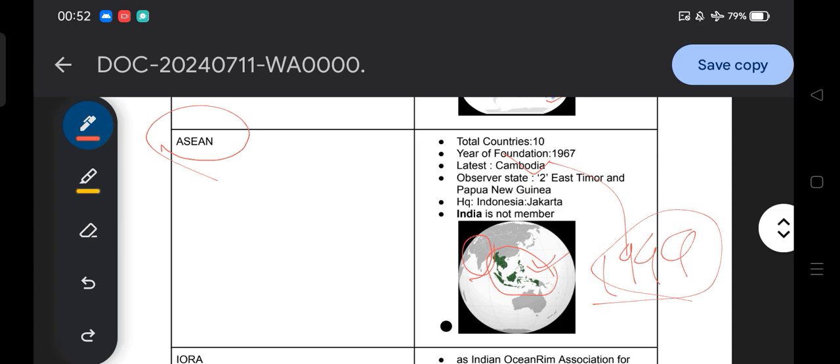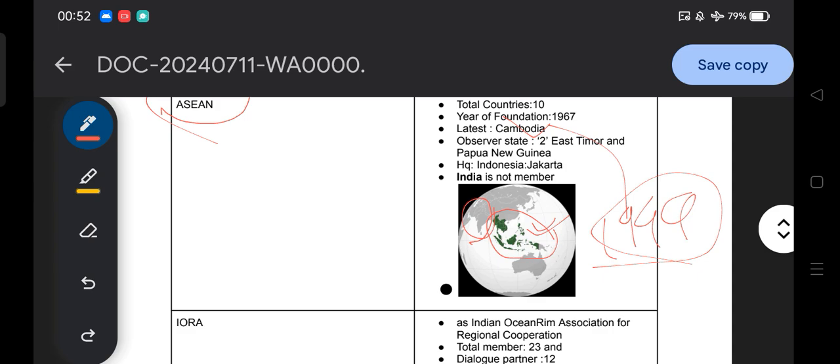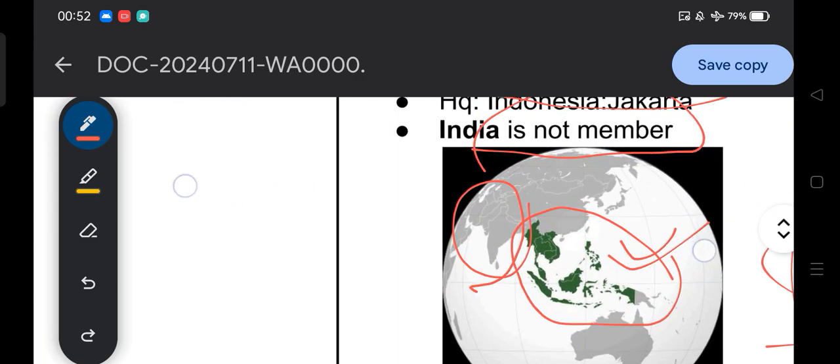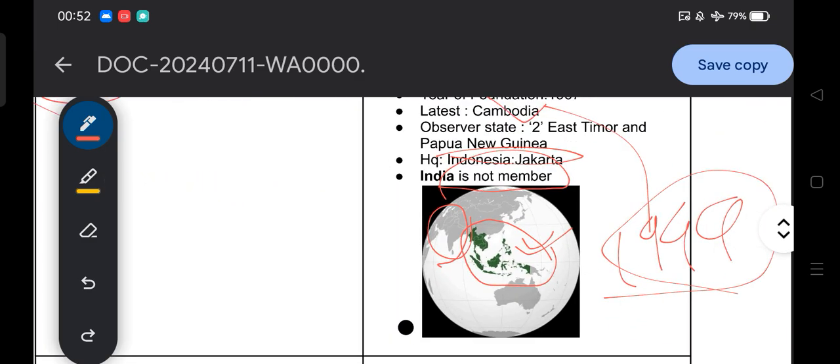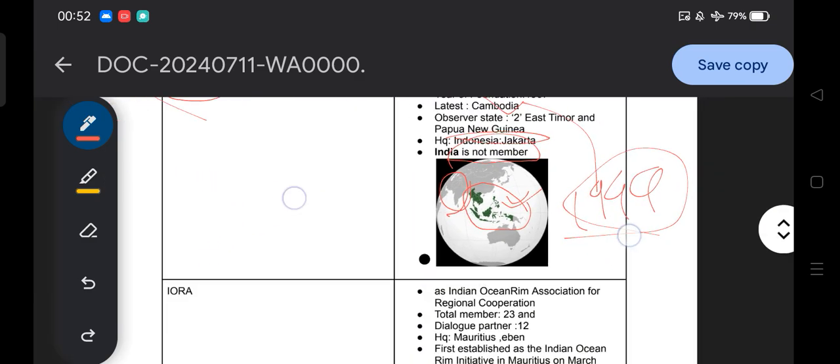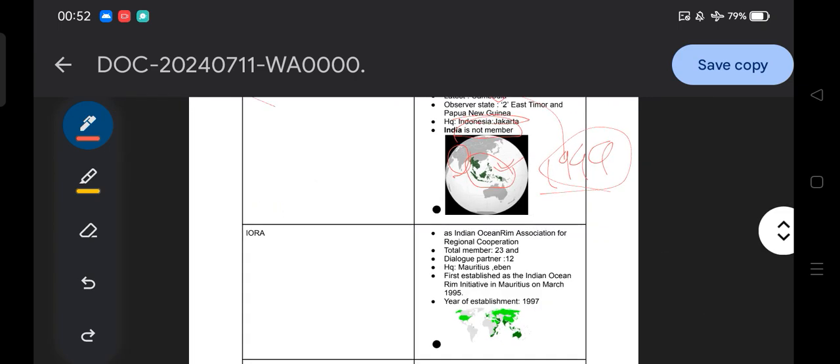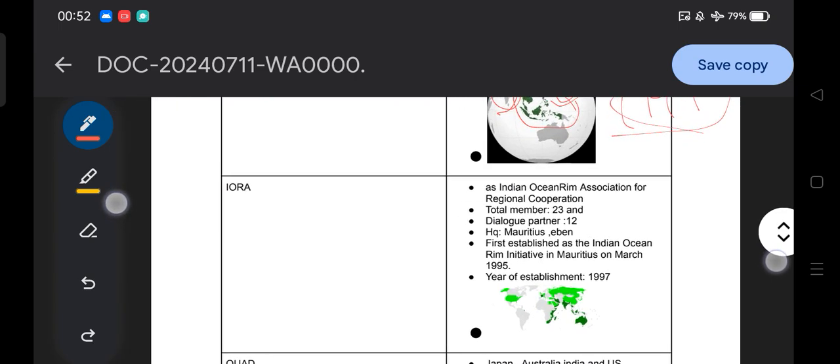Then there are two observer states in ASEAN, that is Timor and Papua New Guinea, okay. Then the headquarters of ASEAN is Jakarta, Indonesia, okay guys. Then India is not a member, you need to remember, as I have also remarked on the map that India is not a member of ASEAN. Very, very important, because people have confusion about this, okay.